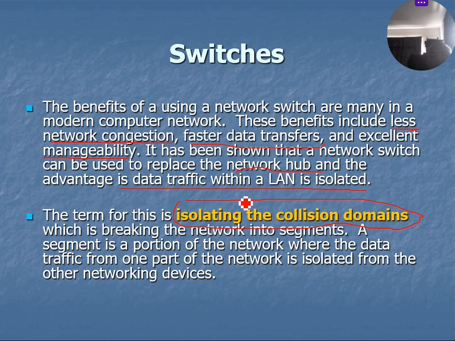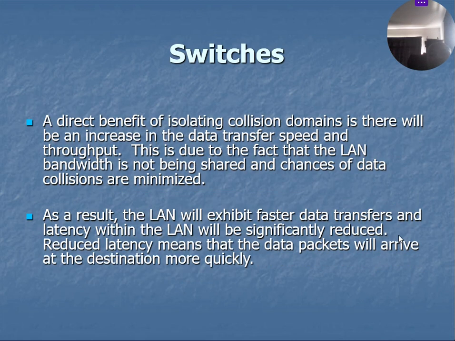Okay, what does it mean? It is breaking the network into segments. A bridge helps to break the network into segments, but a switch is able to isolate two connections in order to enhance collision domains, right? A segment is a portion of the network where the data traffic from one part of the network is isolated from the data traffic from the other part of the network. Now, still on switches, the direct benefit of an isolated collision domain is an increase in the data transfer speed.